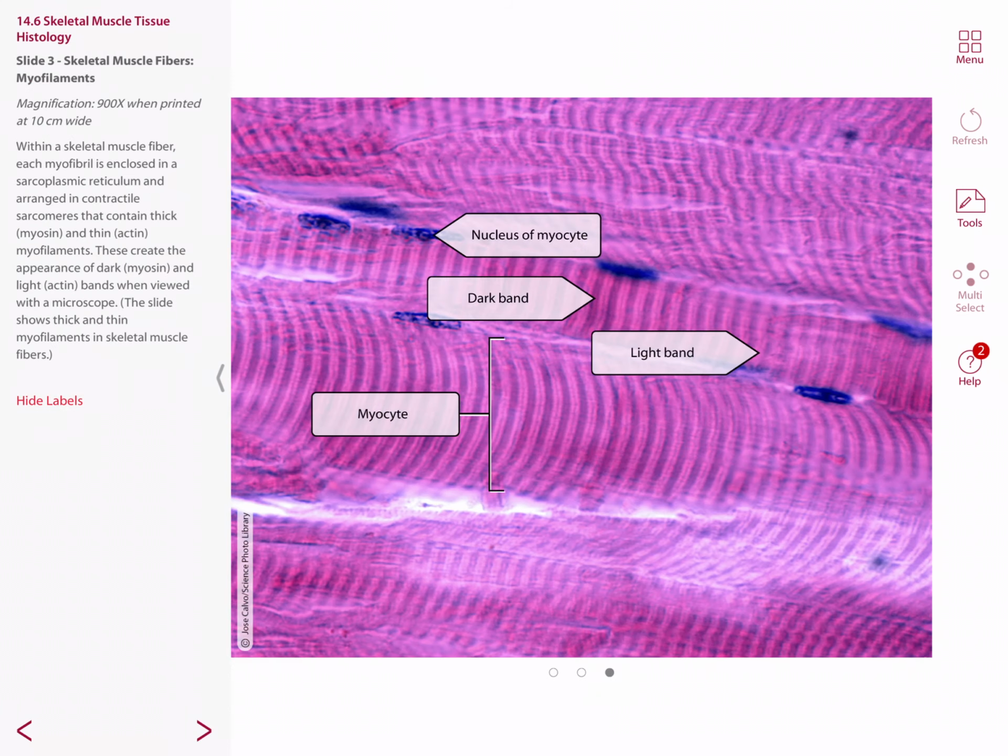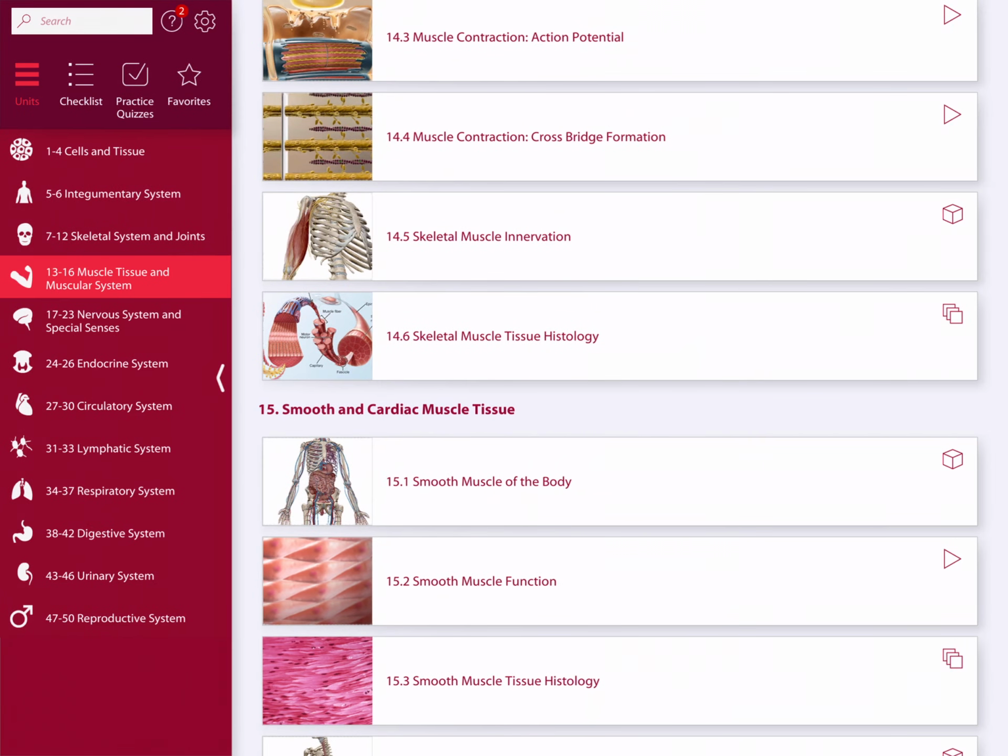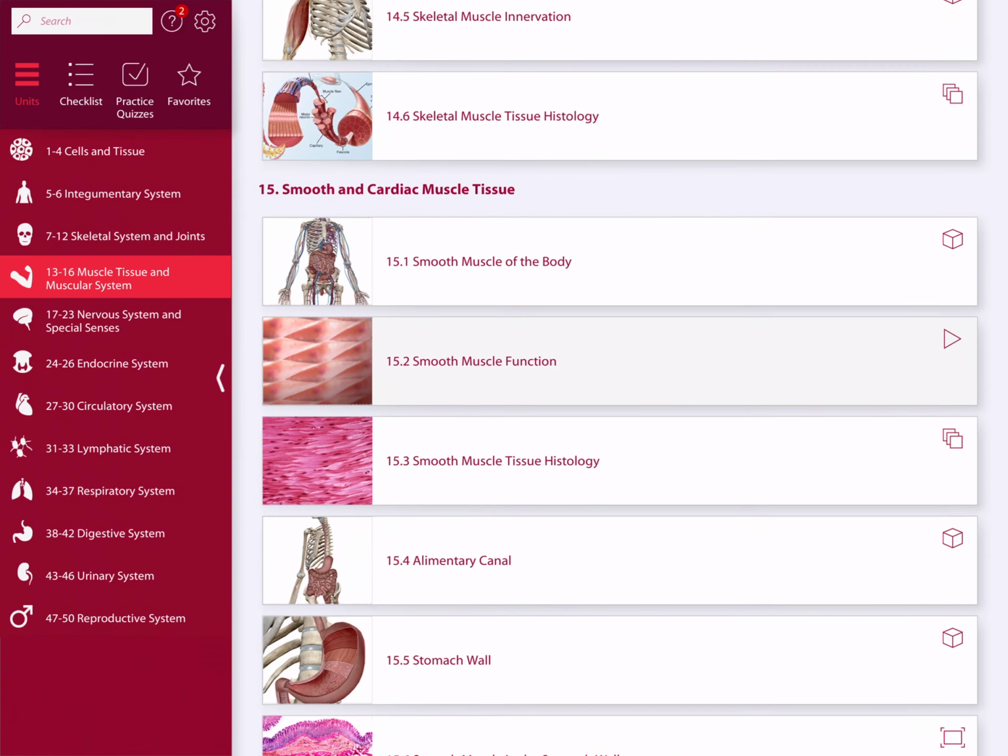And here's some more skeletal muscle. It's just really zoomed in. You see the nuclei, you can see the light band, dark band, thick filament, thin filament are all going to be a part of this. Once you learn how to draw the sarcomere, those pictures will make quite a bit more sense.